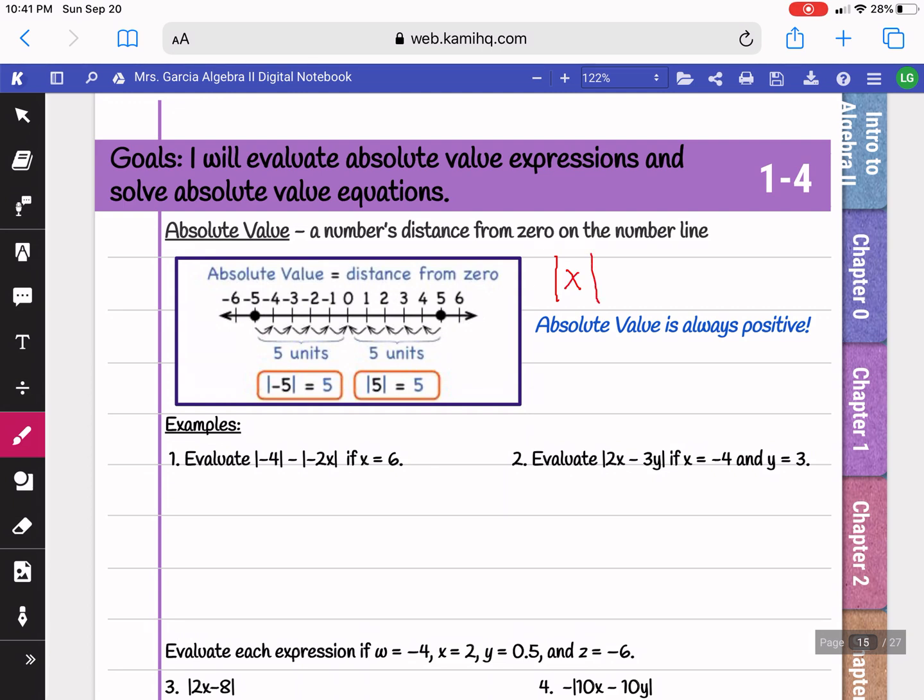That means absolute value. So if you have the absolute value of -5 on a number line, -5 is 5 away from 0. So the absolute value would be +5. The absolute value of +5, if you look at your number line, 5 is 5 units away from 0, so that's also +5. So absolute value is always positive.